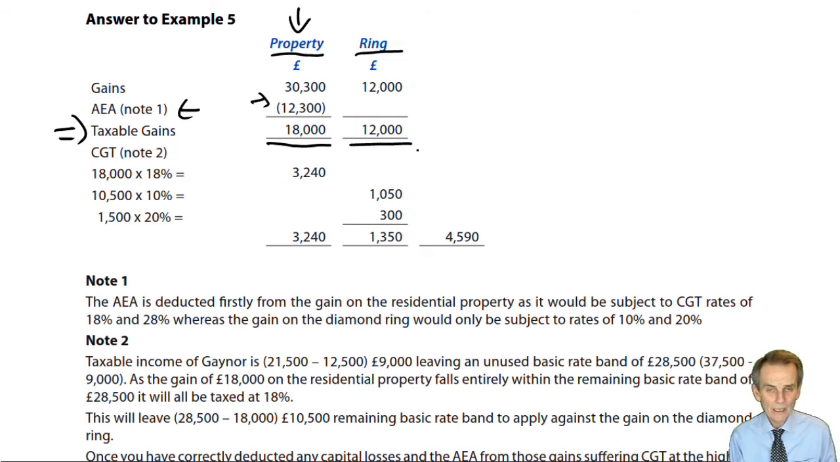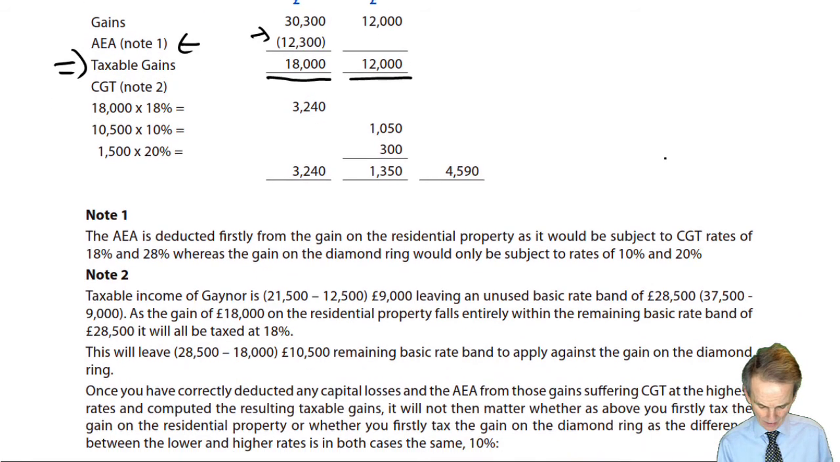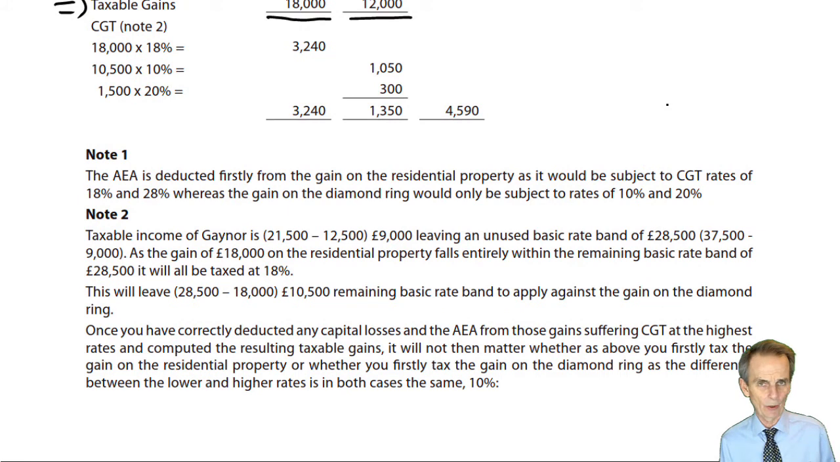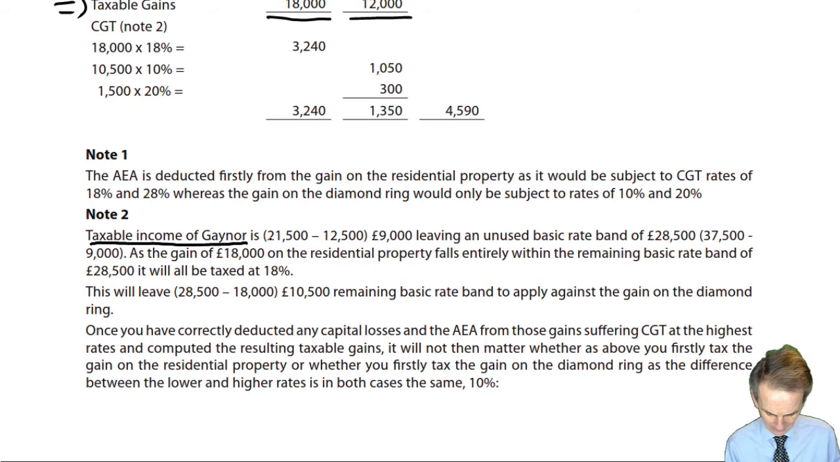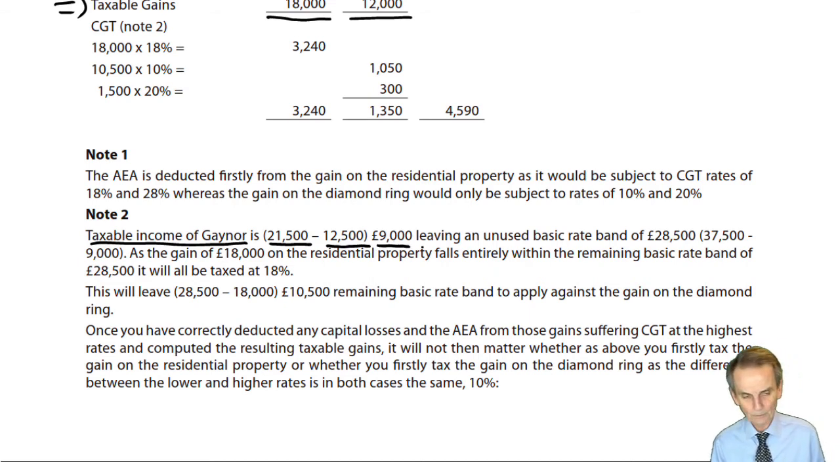So now we need to tax it. To be able to tax those gains, we need to know information about our income tax computation and our level of taxable income. Well, the taxable income here of Gaynor, she had income of 21.5 minus the personal allowance, giving us £9,000, therefore, of taxable income.